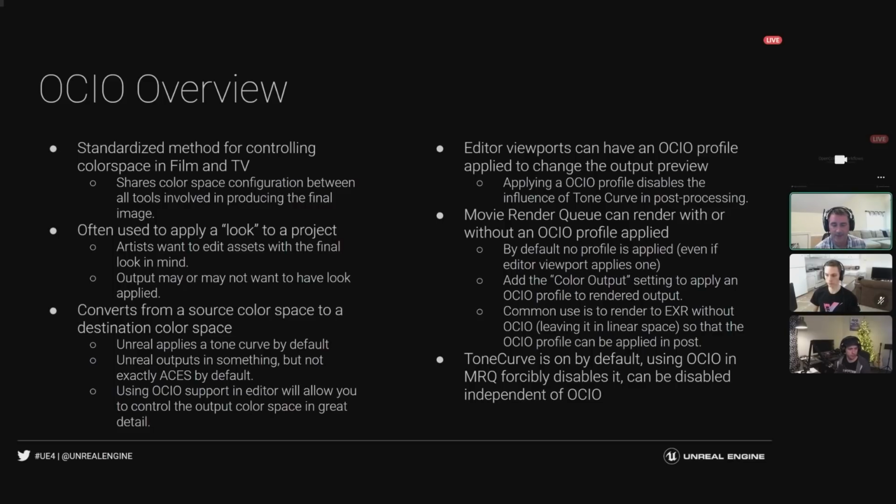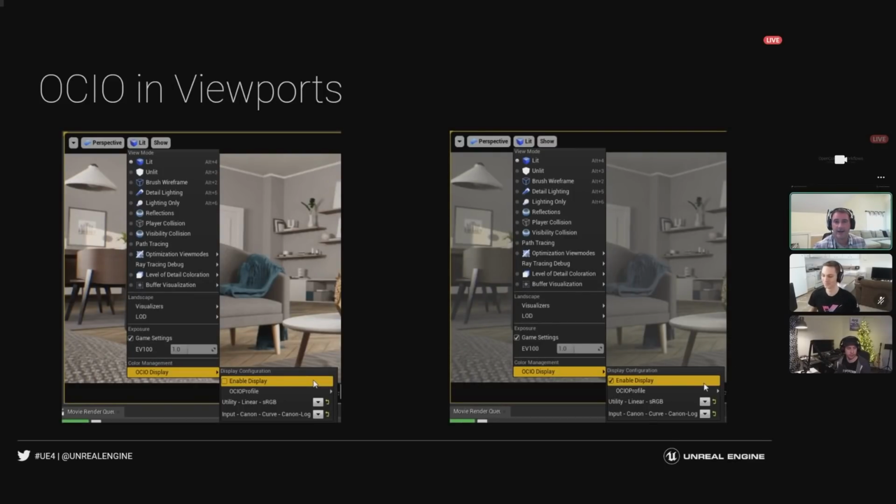So the editor supports OpenColor IO now in the viewport. If you advance to the next slide there, Matt, under your view options we have the ability to turn on OpenColor IO. And as Matt was saying, we don't necessarily cover it in great detail, but you do need to enable the plugin, and you need to download an OpenColor IO config.